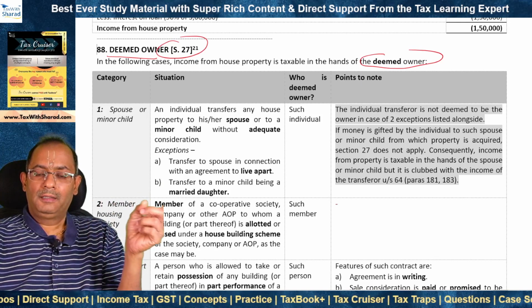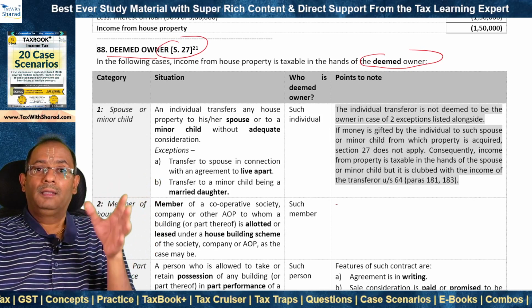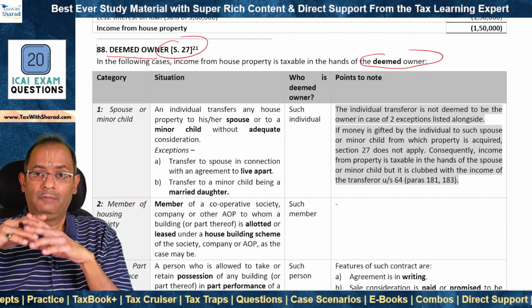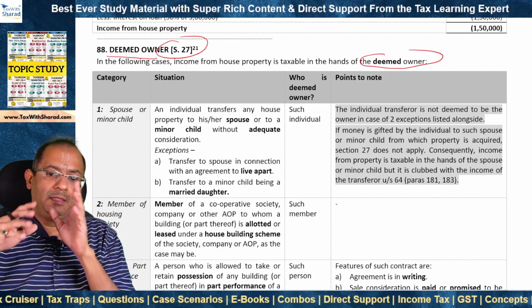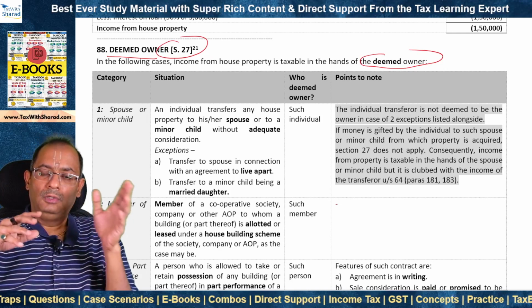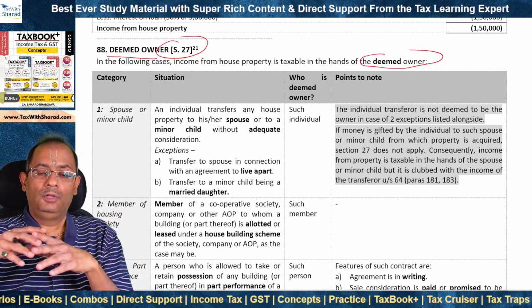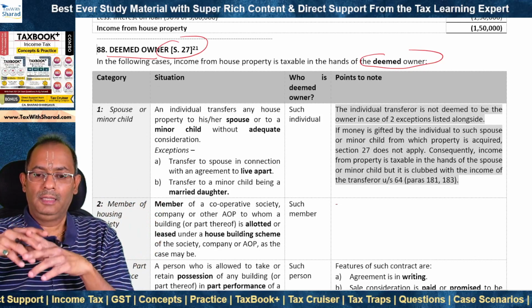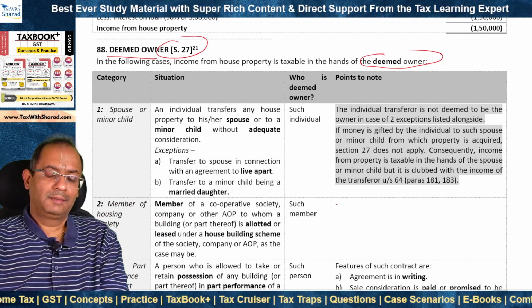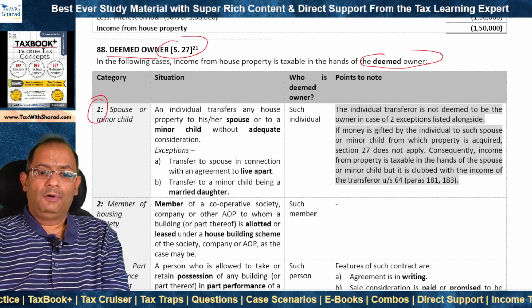So as we noted under section 22, income from house property is taxable where the assessee is the owner of the house property. If he is not the owner, the income is not taxable in his hands, but section 27 creates an exception. So even though the individual is not the actual owner, he is deemed to be the owner under section 27, and consequently income from house property is taxable in his or her hands. First category is spouse or minor child.